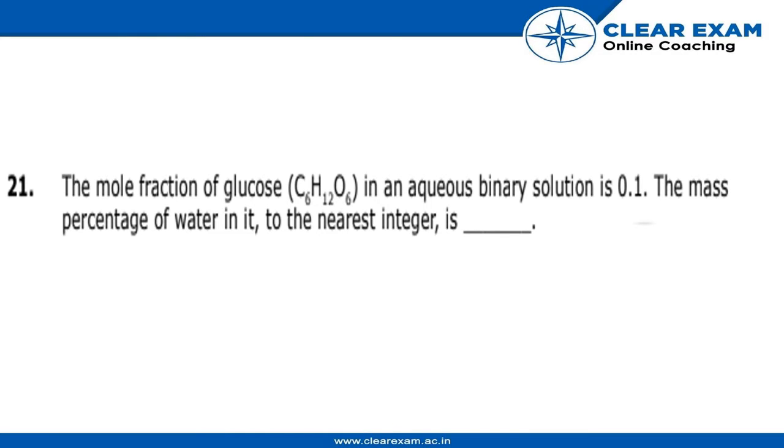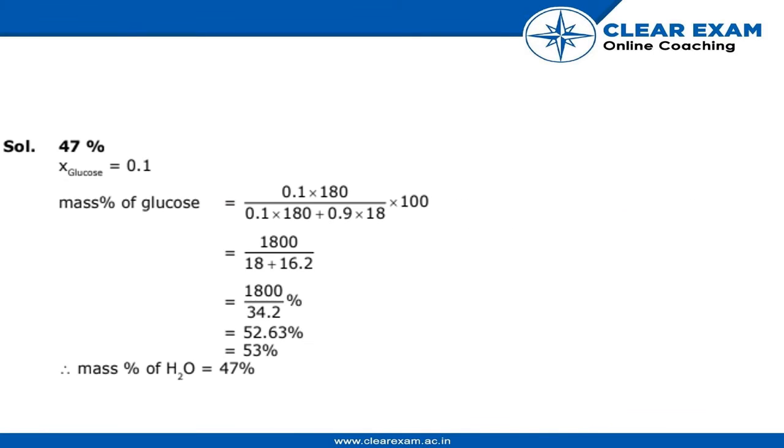The mole fraction of glucose, whose molecular formula is C6H12O6, in an aqueous solution is 0.1. The mass percentage of water in it, to the nearest integer, is what we need to find in this question. So we know that the X for glucose is 0.1. So we now can find the mass percentage of glucose.